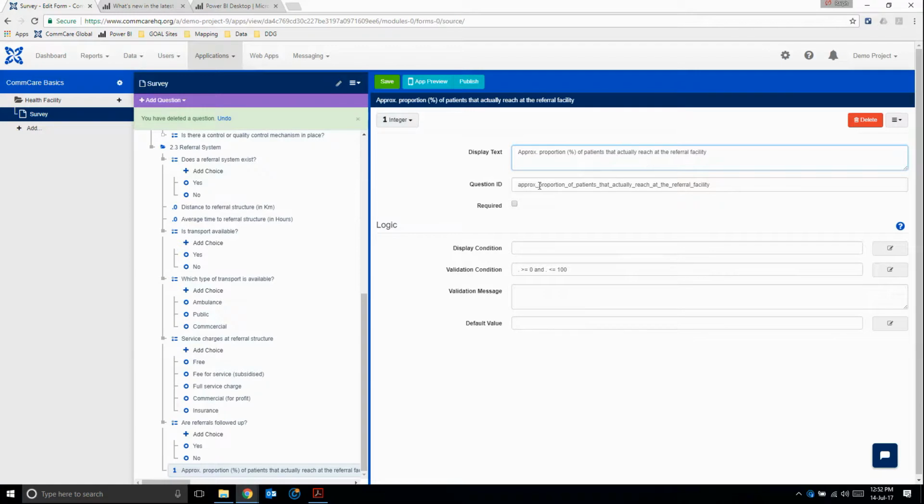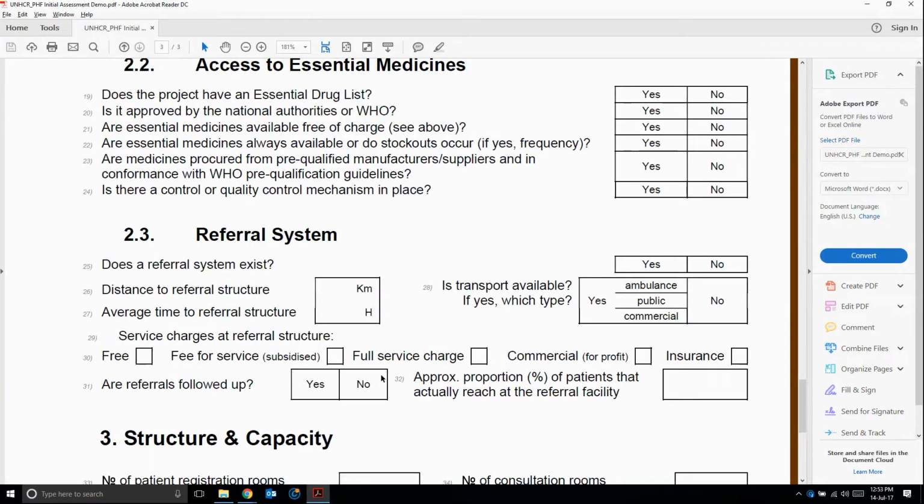And then in the question ID I have approximate proportion. But it's actually better to change this to percentage because it's a bit clearer what the answer is. Again, I haven't made it required, and I've added a validation condition. Because we're talking about percentages, it has to be between 0 and 100. You cannot have 110% of patients reaching the referral facility.